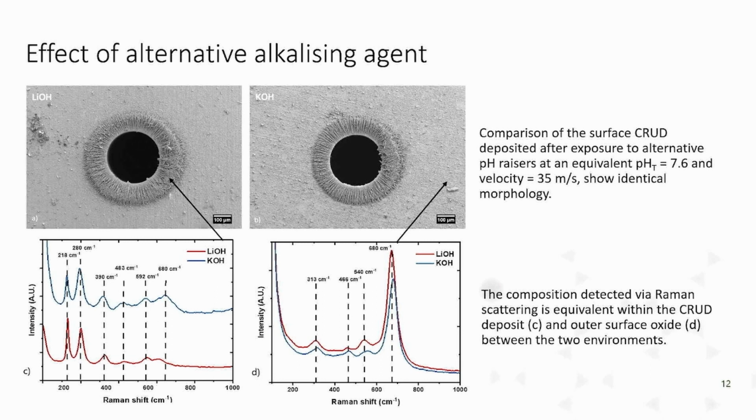We shouldn't really be getting any hematite forming because the oxygen concentration that we have during our tests is around 1 ppb. So this is a known process, but all to say that between the two pH raising environments, we get pretty consistent morphologies, position of the deposit, and composition as well.